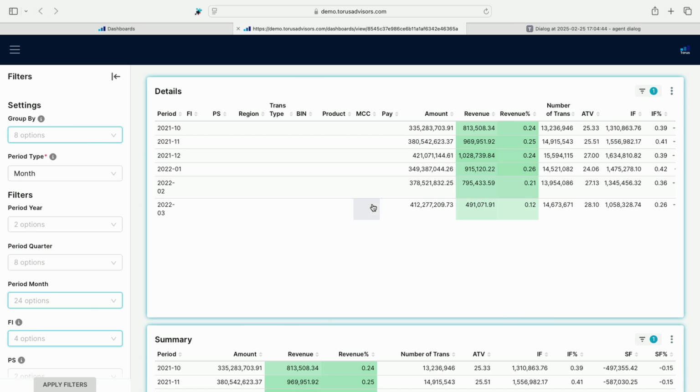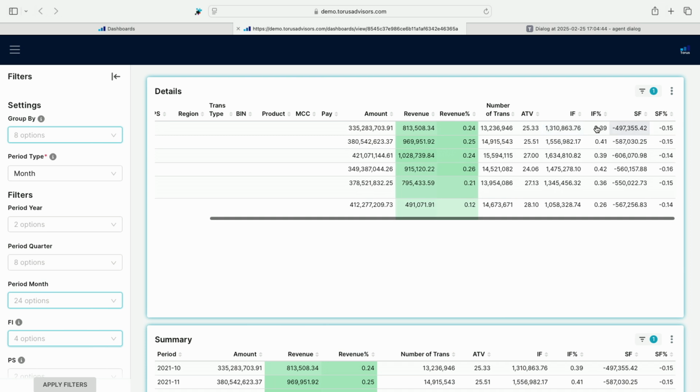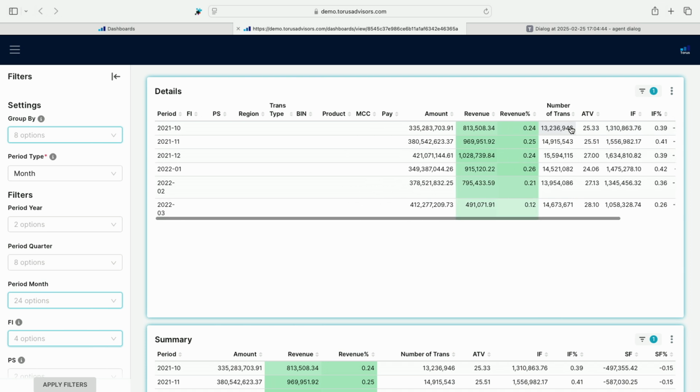So here we have the Torus interface. It's kind of a simplified version of an issuing business P&L. So we have the periods, we have the amount, the net revenue, number of transactions, the average ticket, interchange fees, and scheme fees. And that's usually the way each and every bank will see the picture aggregated at portfolio level. The secret sauce here comes when you need to allocate the cost down to specific, in our case, individual fintech partner level.